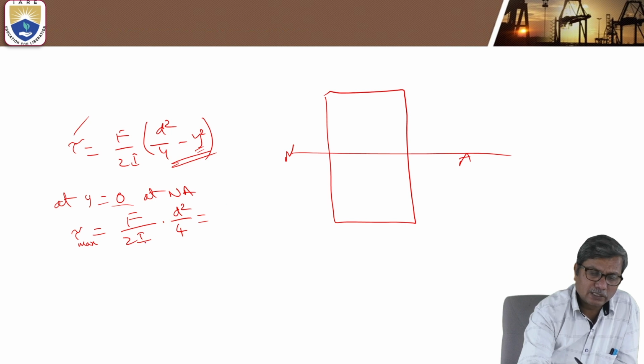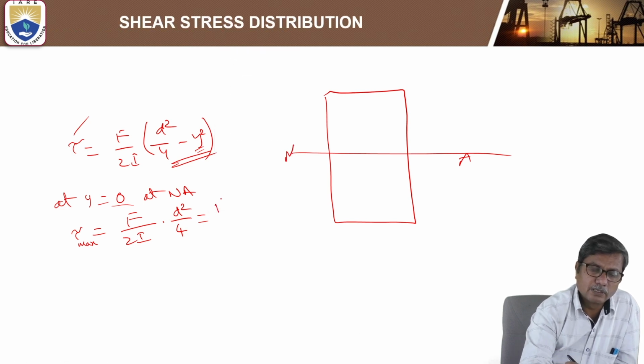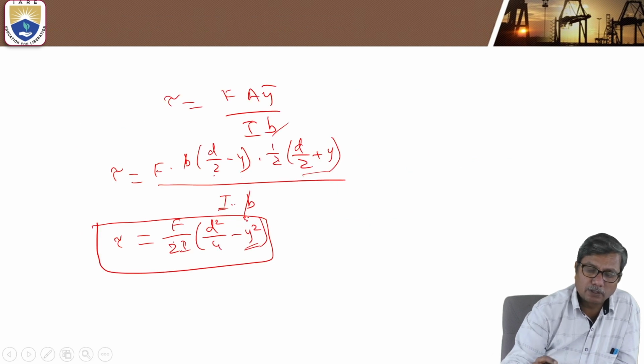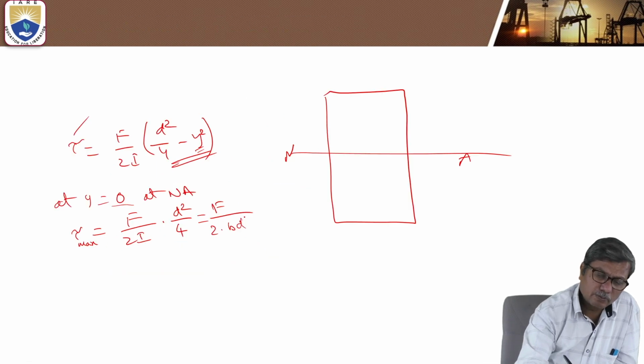or replacing now I by bd cube by 12, you will have F by 2 bd cube by 12 into d square by 4.